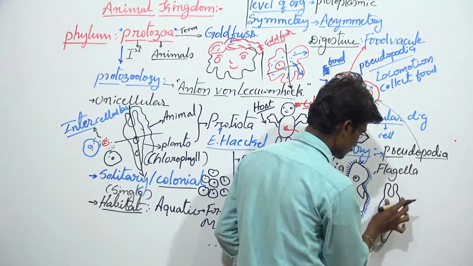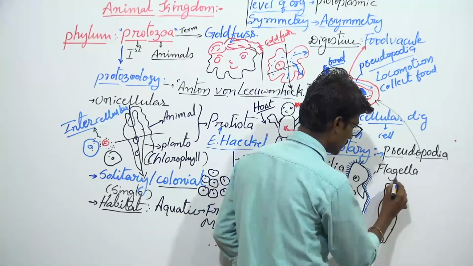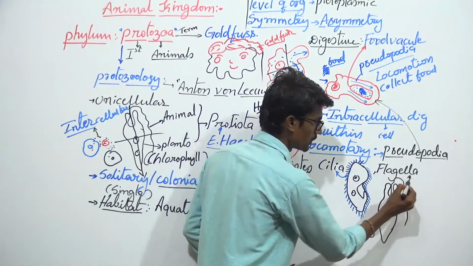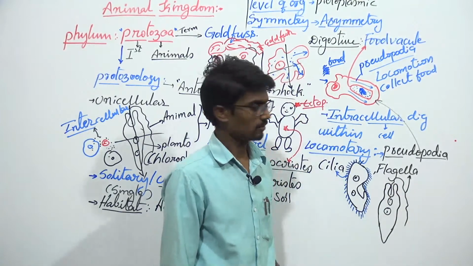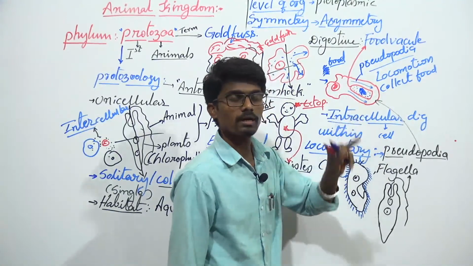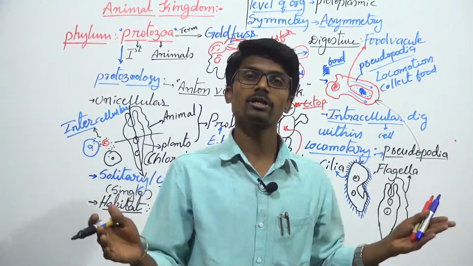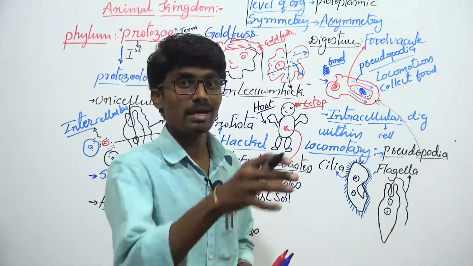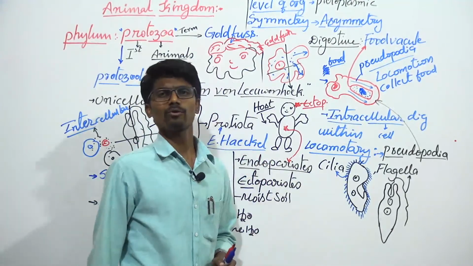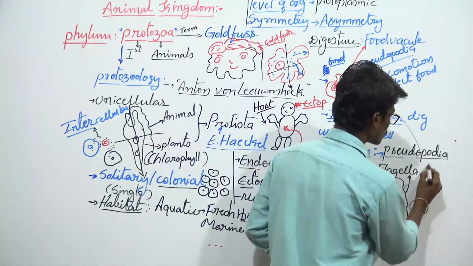Euglena. This is what? Euglena, and this Euglena has a long thread-like structure. This is known as what? Flagella. And this flagella, cilia and pseudopodia can perform the same function, that is locomotion as well as collecting of food particles.